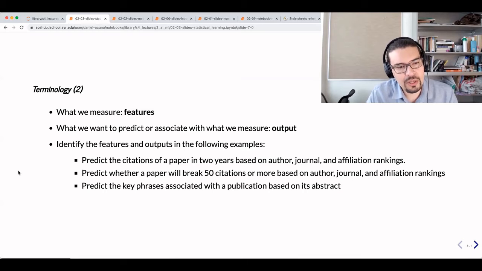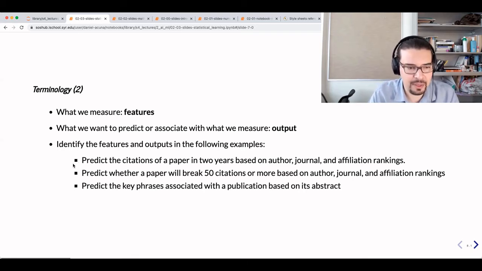So we measure features and want to predict an output. Okay, so we would like to identify what are the features and outputs in any of the examples that we see. And so here's one example I want to ask you, but I'm going to kind of make the example myself in my head. So let's say we want to establish a relationship between the citations of a paper in 2 years based on author, journal, and affiliation ranking. That's the problem that I was talking to you about before.